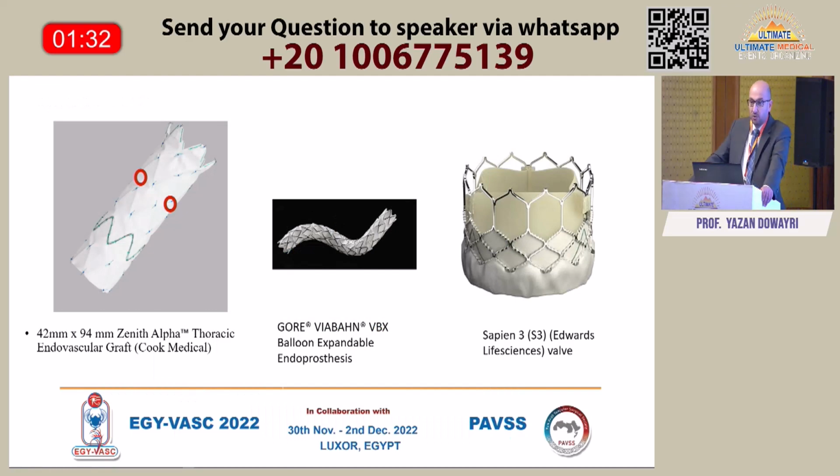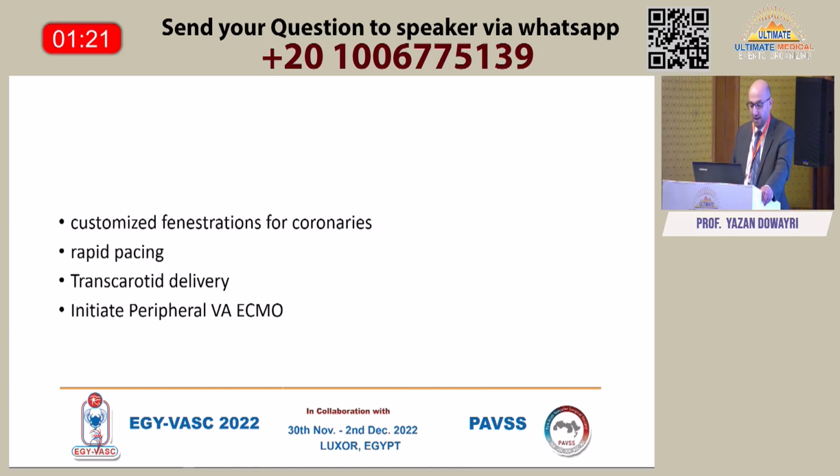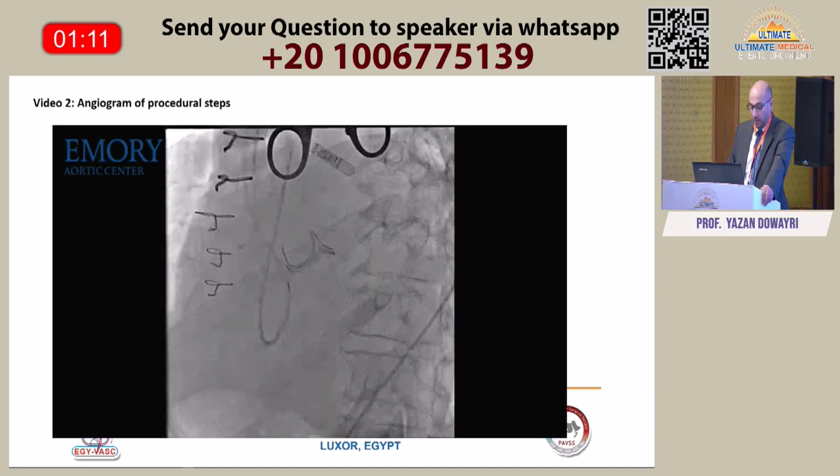So the technique involved using a thoracic endograft with 2 fenestrations customized for the coronaries, covered stents for the coronary arteries, and an off-the-shelf Sapien aortic valve. We used rapid pacing and transcarotid delivery of the device. We did the device under peripheral VA ECMO. This video should summarize the procedure.